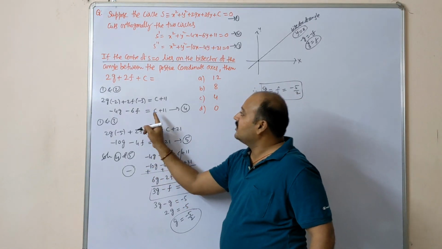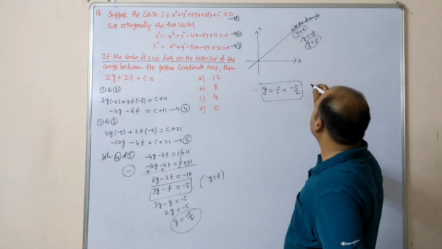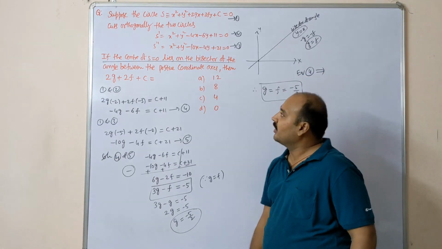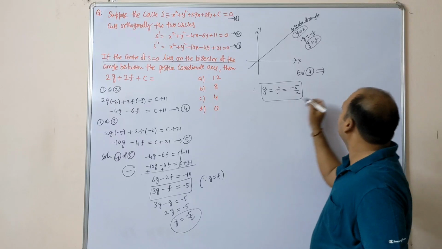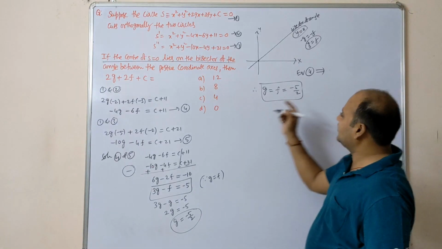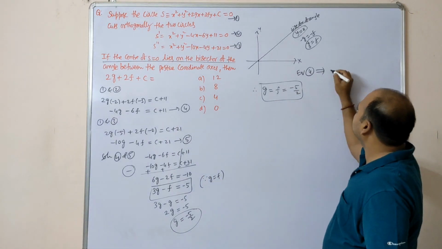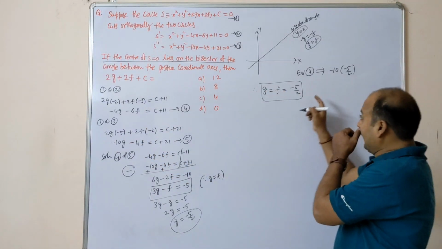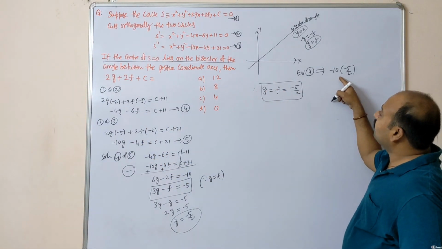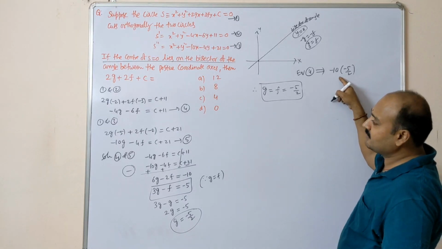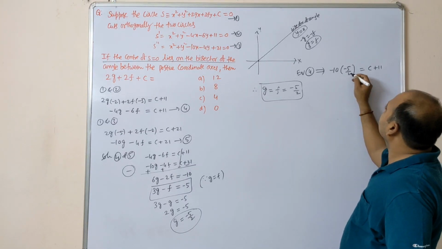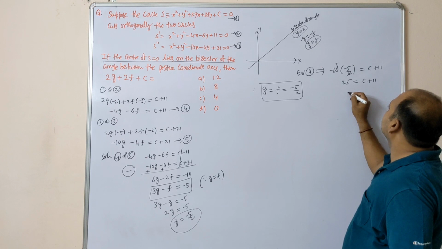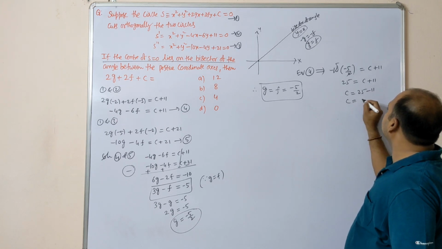So from the fourth equation, equation 4 implies that minus 4g, whenever g and f are equal, this is minus 10f, no? Minus 4g minus 6f. So g and f values being equal, it will become minus 10g, I am writing, or minus 10 into minus 5 by 2 equals c plus 11. So 2 fives, minus minus plus, 25 equals c plus 11. So c is equal to 25 minus 11, c is equal to 14.